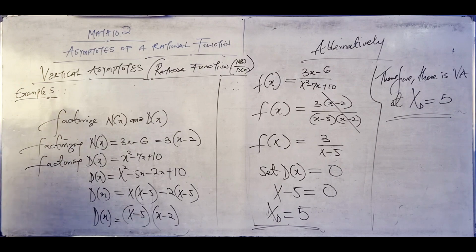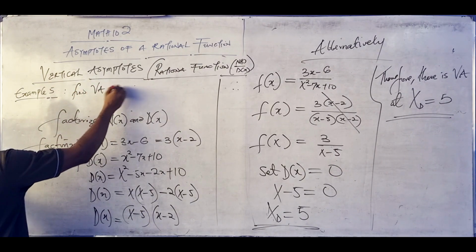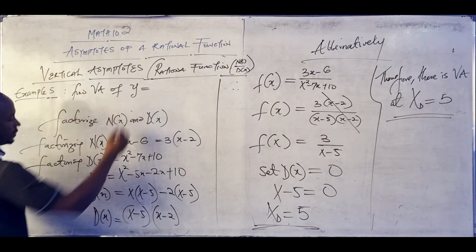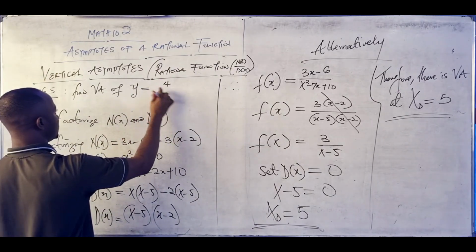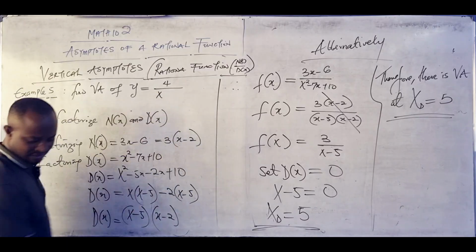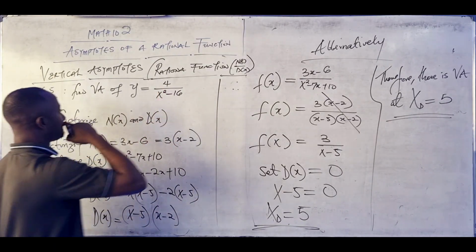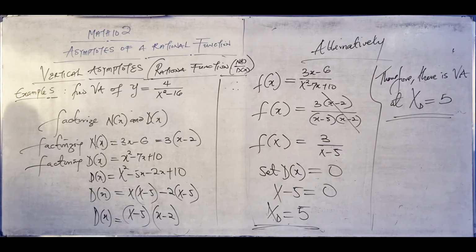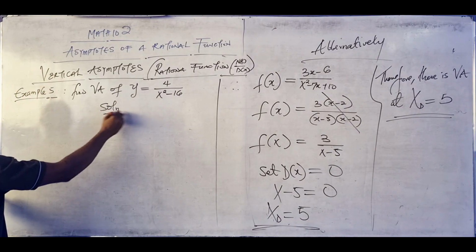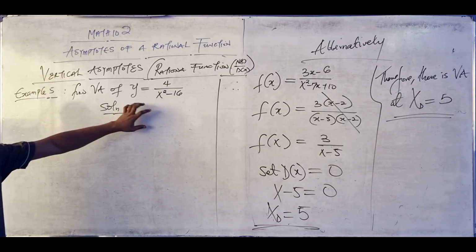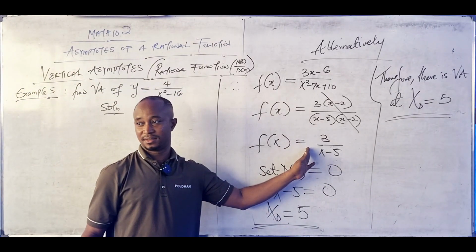Find the vertical asymptote of y equals 4 divided by x squared minus 16. Solution to this. What do you think? This example here looks like something like this, right? Do you get the concept?